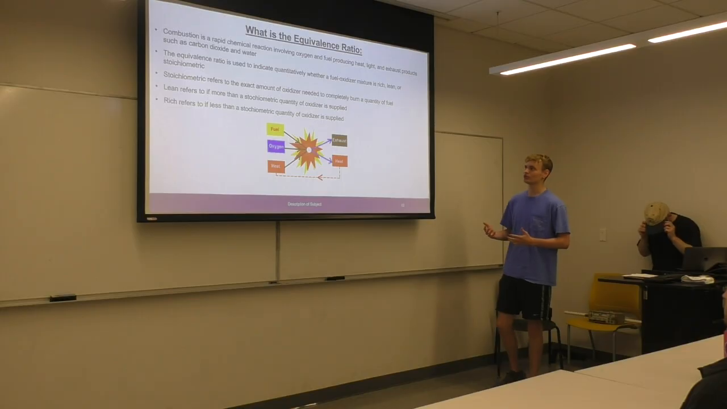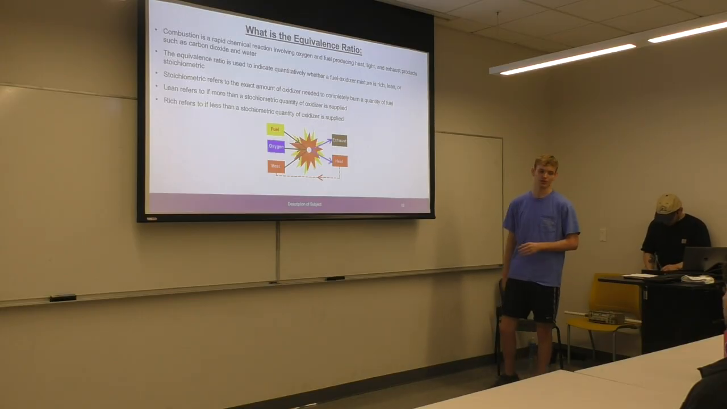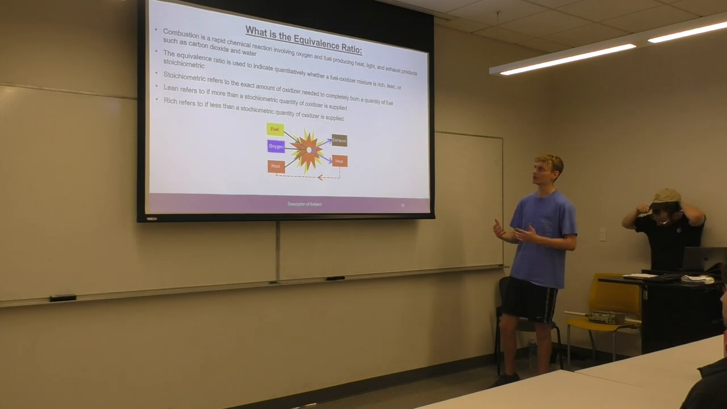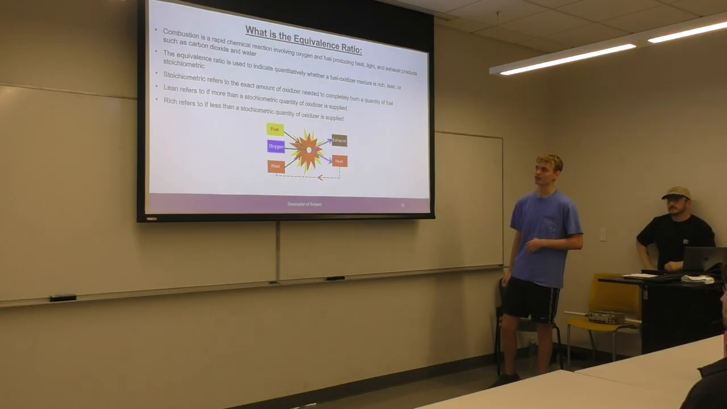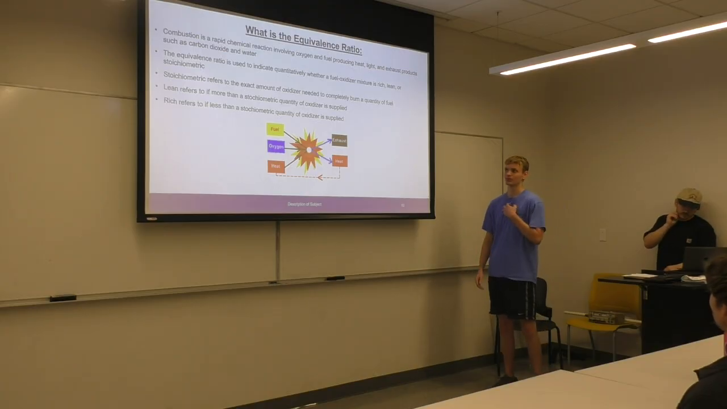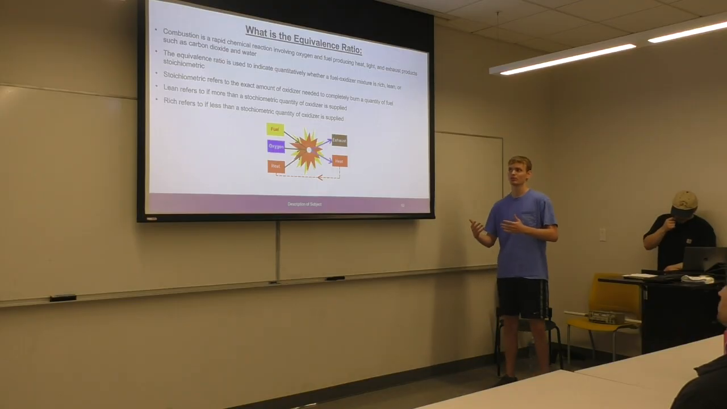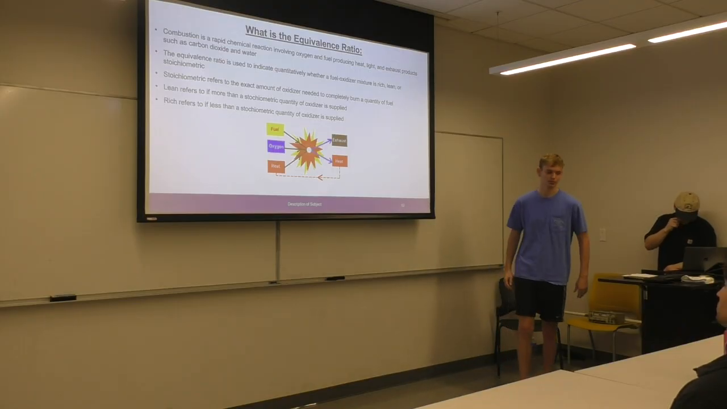This equivalence ratio is used to indicate quantitatively whether a fuel-oxidizer mixture is rich, lean, or stoichiometric, where stoichiometric refers to the exact amount of oxidizer needed to completely burn a quantity of fuel. Lean refers to when more than a stoichiometric quantity of oxidizer is supplied, and rich refers to when less than a stoichiometric quantity of oxidizer is supplied. So basically, the equivalence ratio is just trying to determine the ratio of your air and fuel coming together in that combustion process.